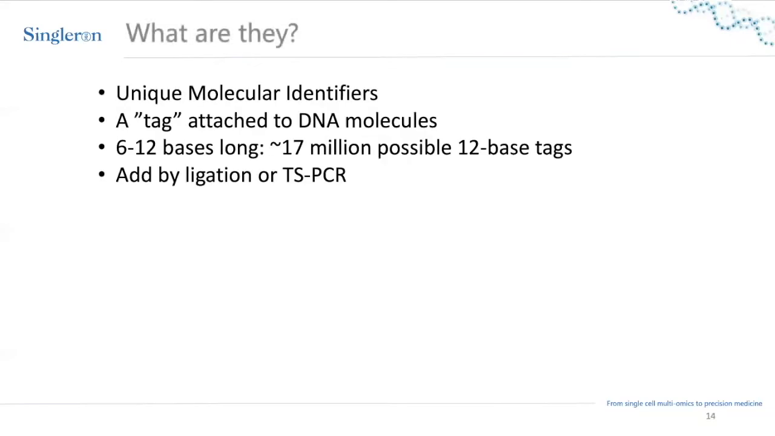Therefore, when you want to count the expression of a gene of interest, for example, you do not count the reads themselves. You actually count the tags, these unique molecular identifiers that you add to the transcript. And this is what you consider. So in this case, UMI is a tag attached to DNA molecules. It's usually 6 to 12 bases long. So what I showed there is 12 bases long. So you have around 17 million possible 12 base tags. And you can add them by ligation or TS-PCR.